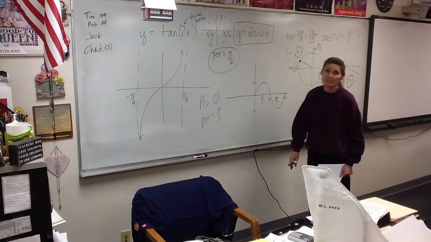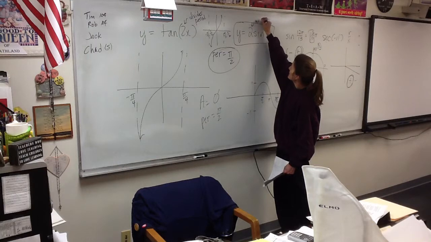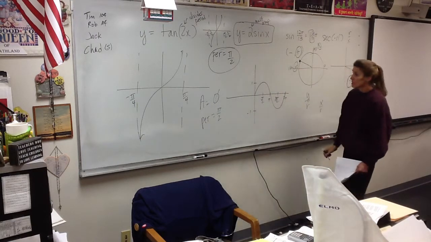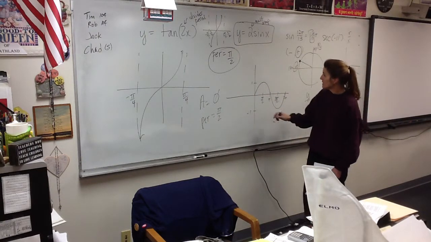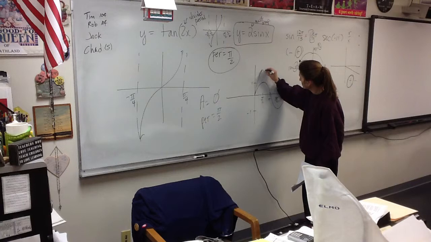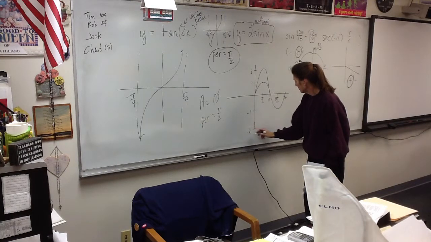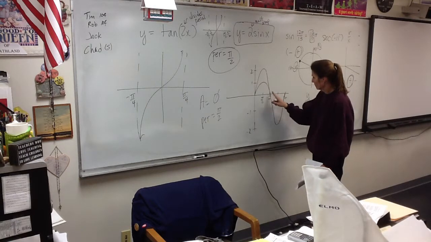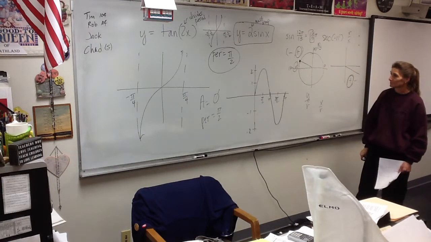What have I done to this one? Nothing except multiply its amplitude. So instead of going up to 1 and down to negative 1, it's going to go all the way up to 2 and down to negative 2. There we go. Good work.